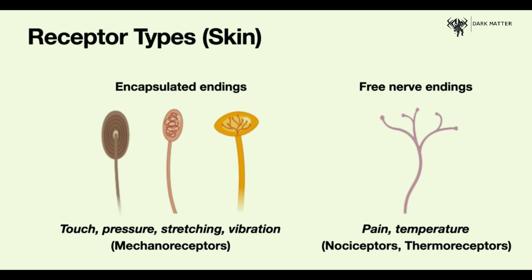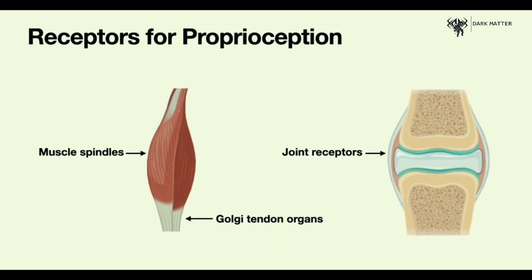Now, on the other hand, free nerve endings respond to pain or temperature. So these are respectively nociceptors and thermoreceptors. Other than these receptors that are found in the skin that we usually have a conscious perception of, there are also receptors that are found internally that transmit information about our muscles and joints, and they contribute to proprioception.